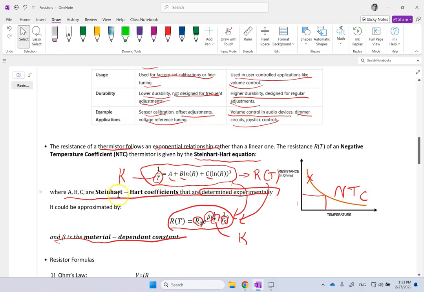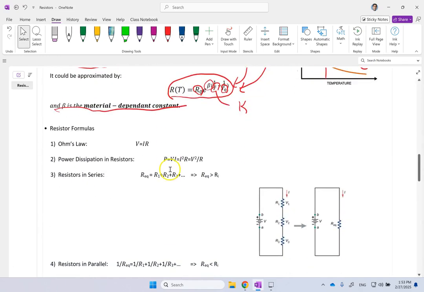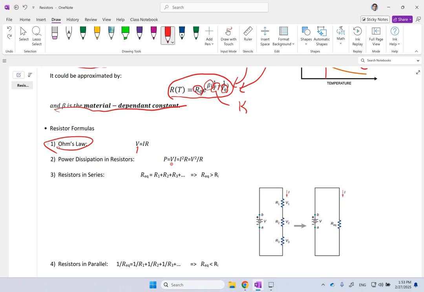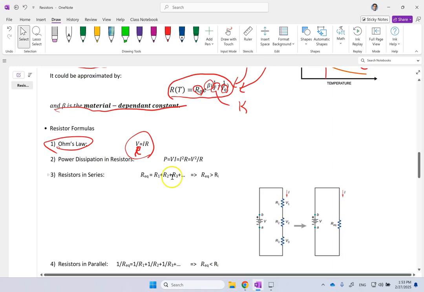Okay? Now, for resistors, there are some formulas that you probably mostly have seen. The most important one is Ohm's law that says the voltage across a resistor is equal to the current that is passing through it times its resistance. Okay, that's the most important one, the most frequent equation that you use in electric circuits. Use it all the time, and that is very important.